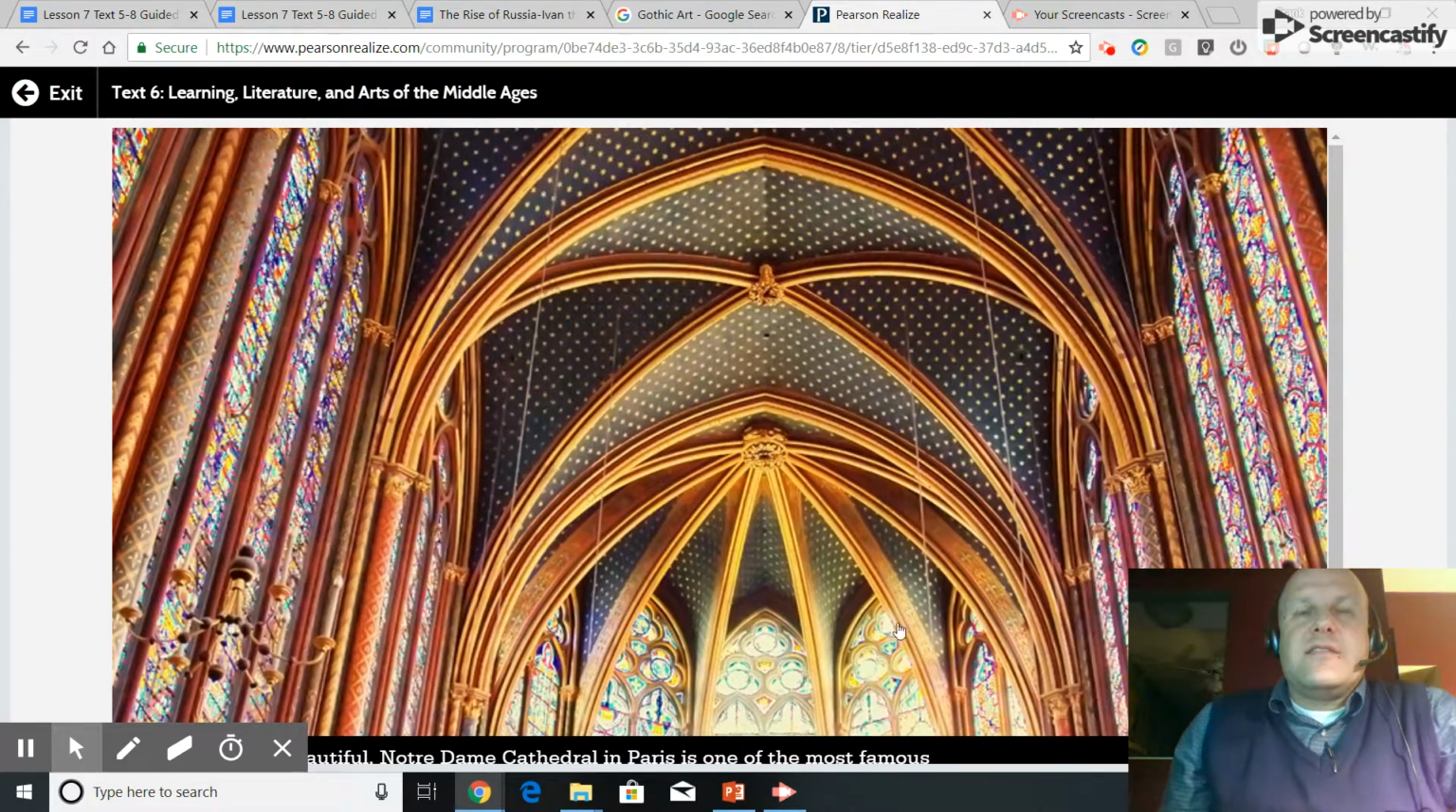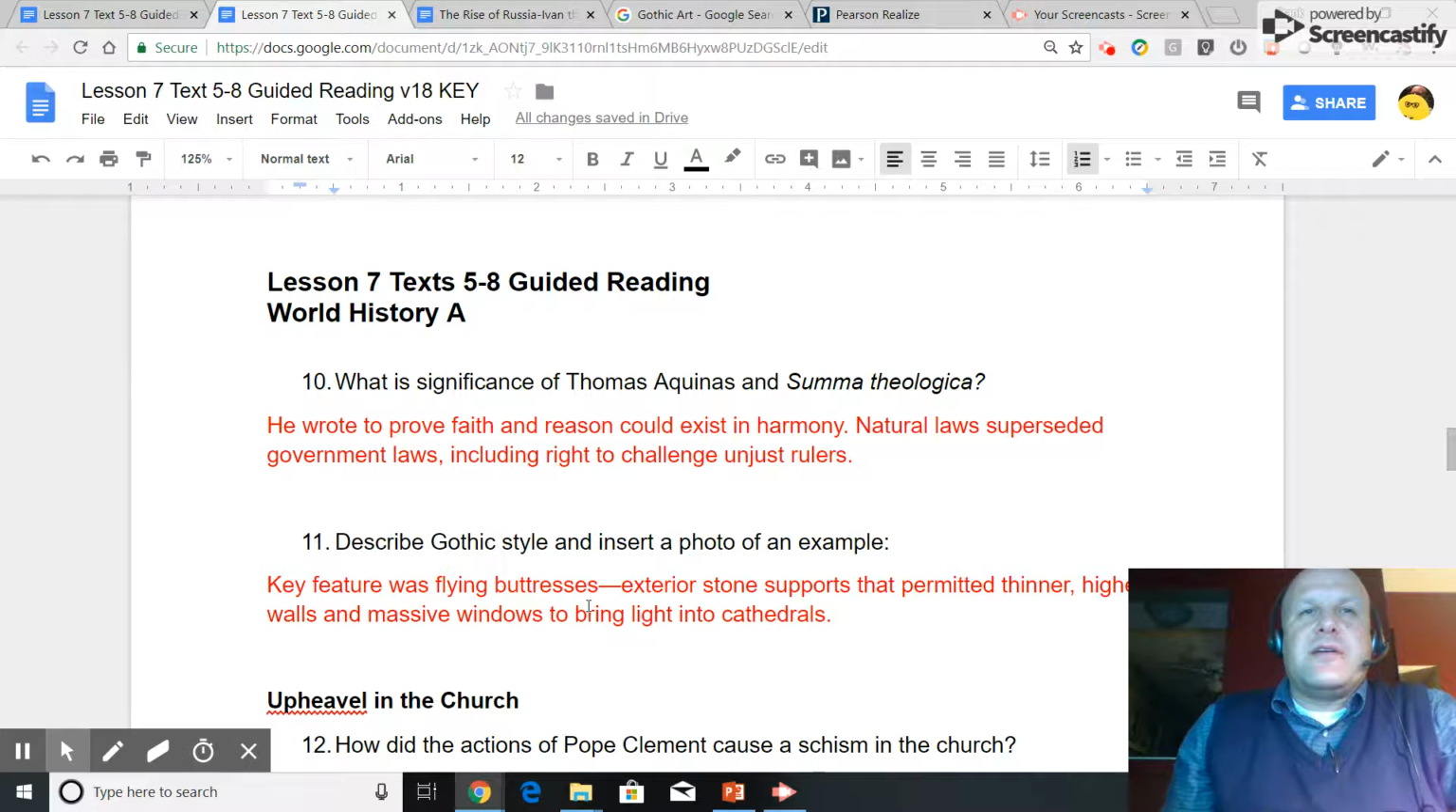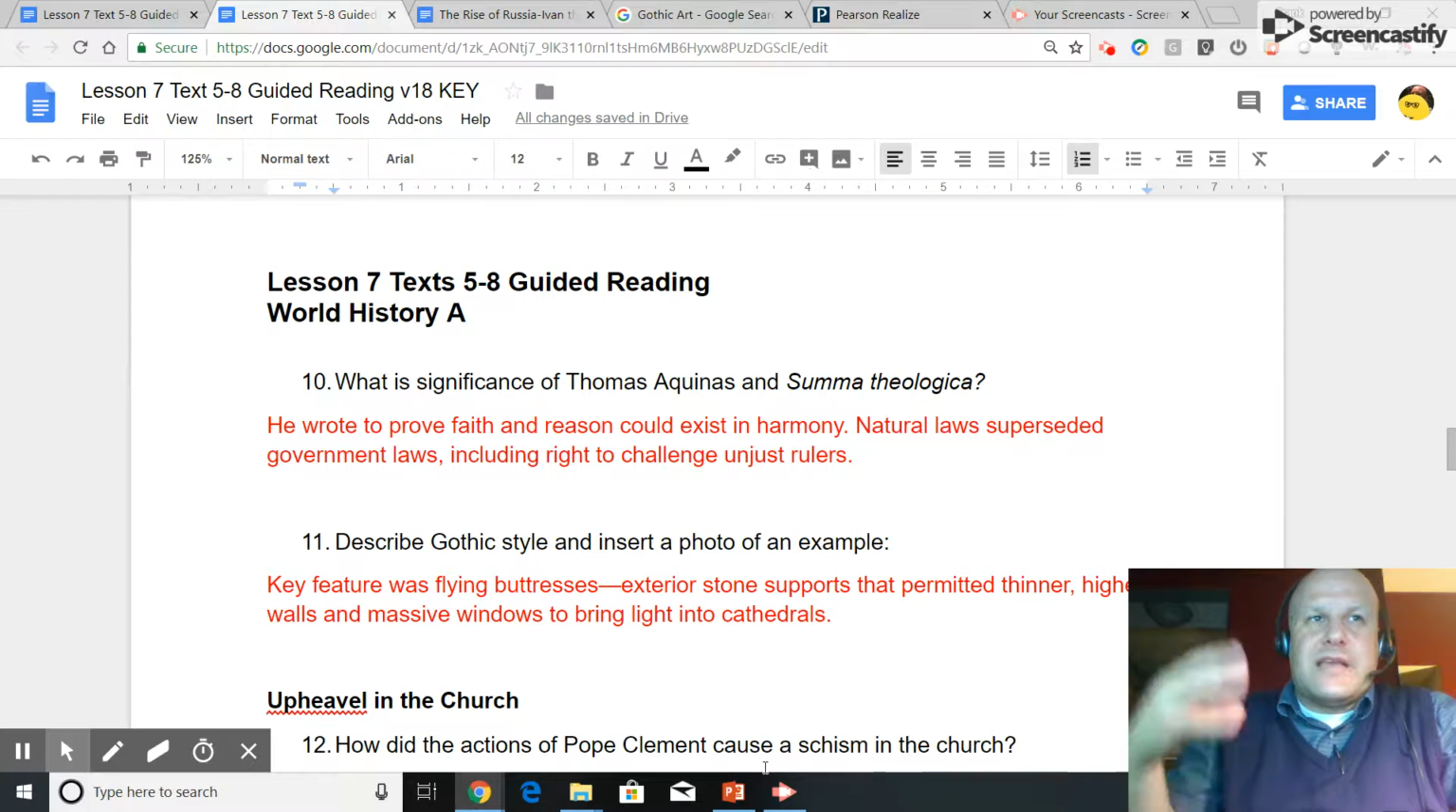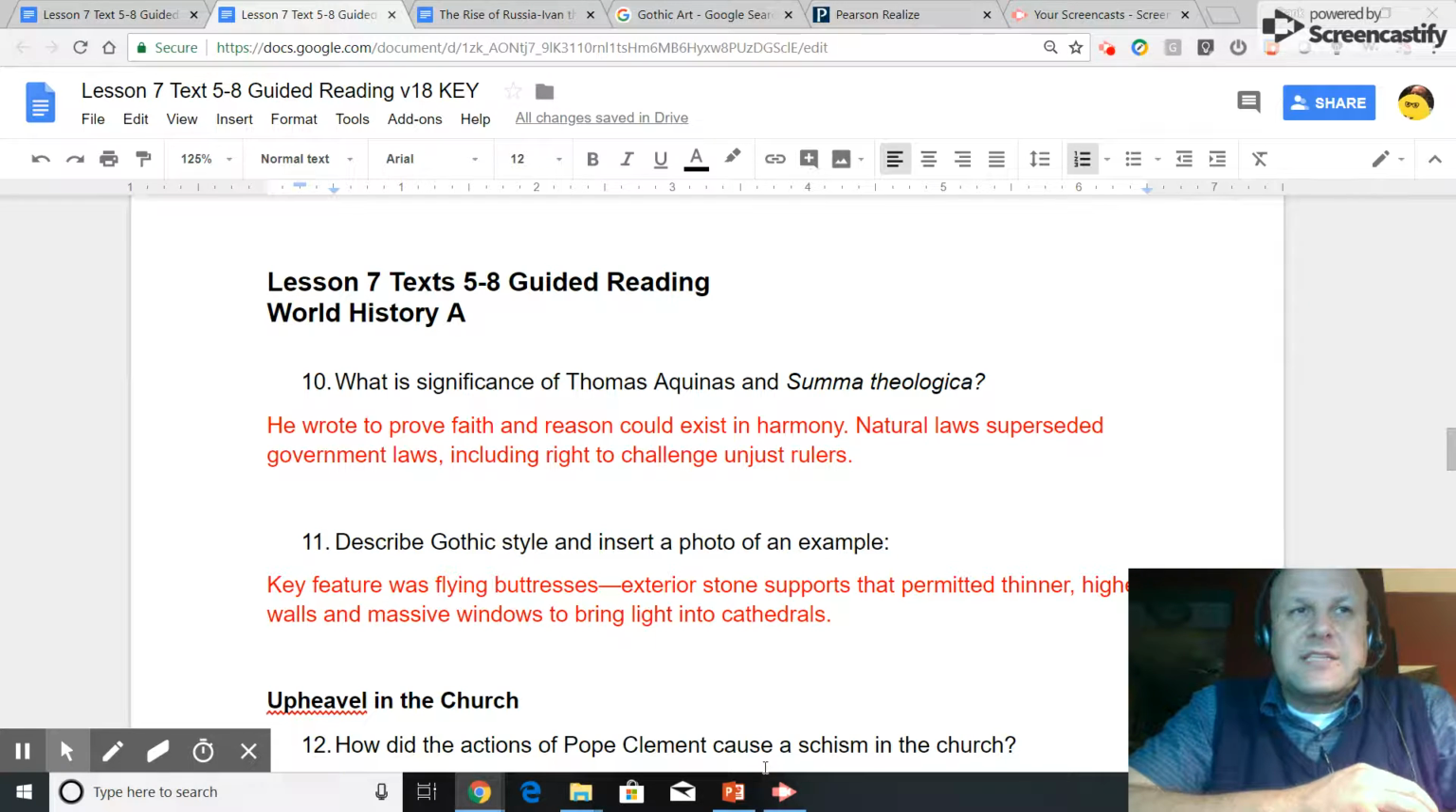You see the thinner, higher walls, as opposed to the fortress-like architecture that permeated the early Middle Ages, allowing more light in, with higher, thinner ceilings that allowed more natural light in. This is what emerged during this time period: flying buttresses and exterior stone support with the higher, thinner walls, and massive windows to bring light into cathedrals and churches.